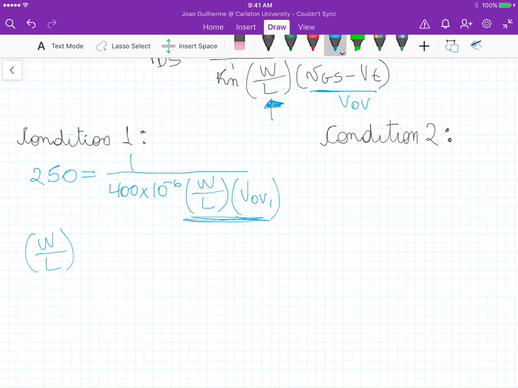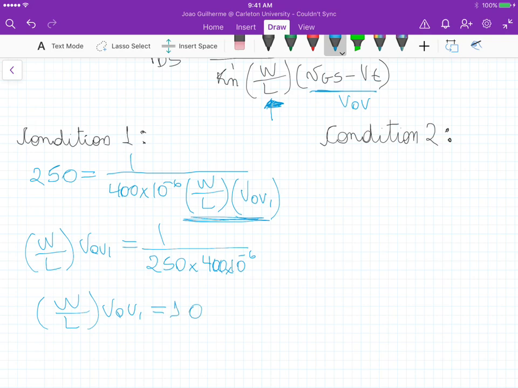the width divided by the length, the aspect ratio, times the overdrive voltage 1 should be equal to 1 over 250 times 400 times 10 to the minus 6. And this gives us the first condition: the aspect ratio times the overdrive voltage 1 should be equal to 10. So that's the first condition.